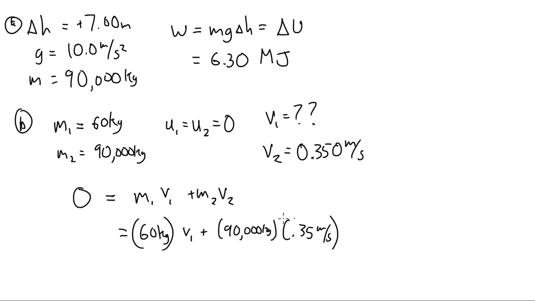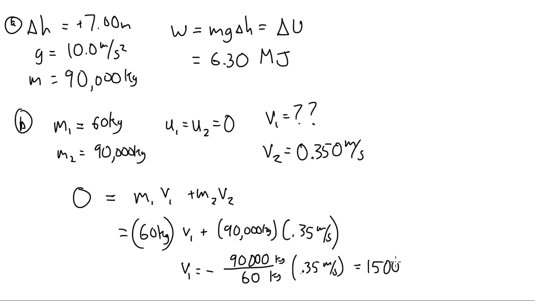And so, what's the deal going to be here? v1 is going to be negative 90,000 over 60, of course kilograms over kilograms, times 0.35 meters per second. So really, 90,000 over 60 is 1,500. That's what this factor at the beginning comes out to be, right?